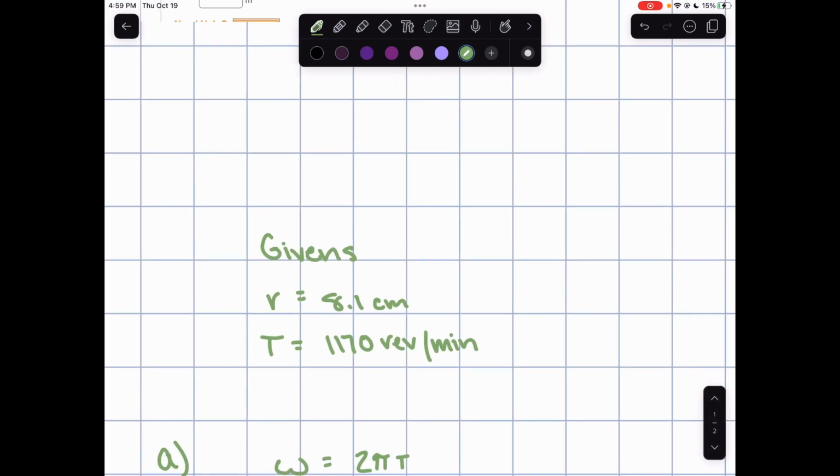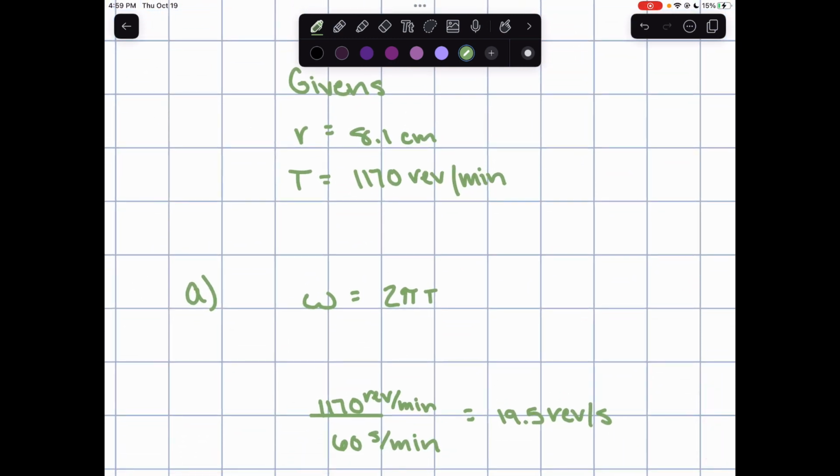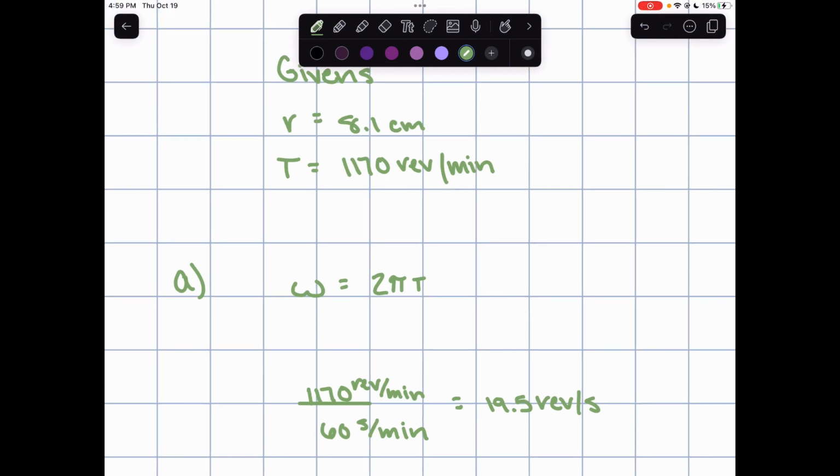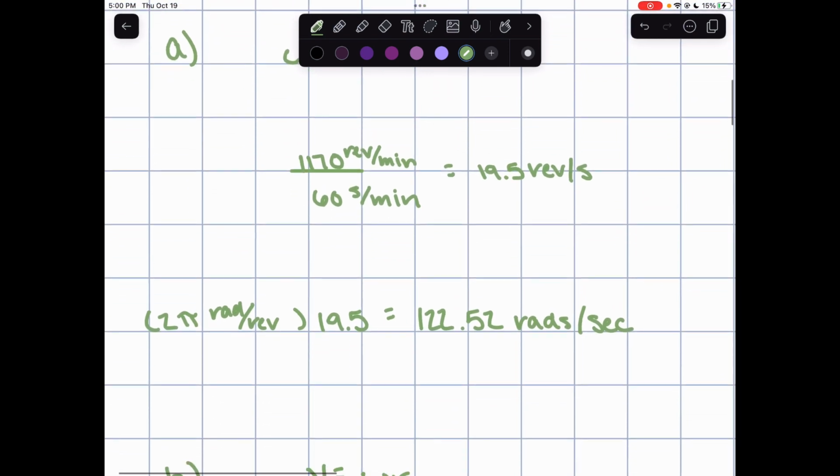So first we can label our givens: r is equal to 8.1 centimeters and the frequency is 1,170 revolutions per minute. For our equation, we're going to use angular velocity equals 2 pi times the frequency. First though, since they're asking for radians per second, let's get revolutions per minute into revolutions per second. We do this by dividing 1,170 revolutions per minute by 60 seconds per minute. It equals 19.5 revolutions per second.